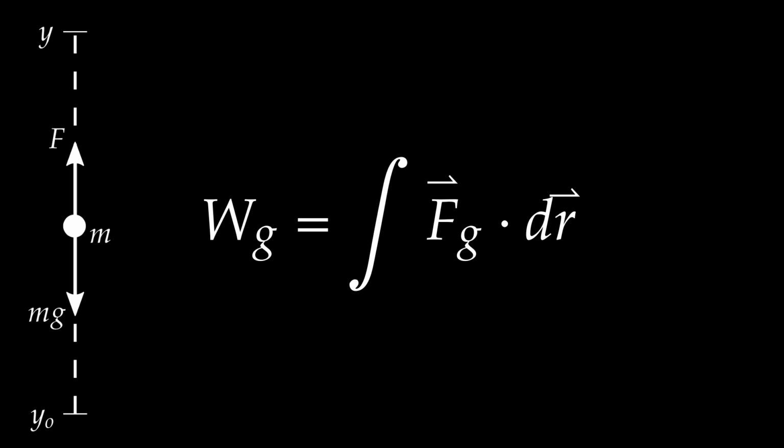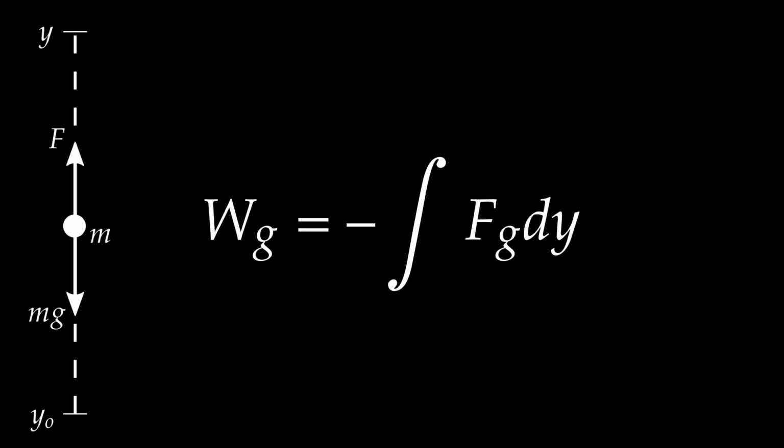So this is going to be the integral of the magnitude of the gravitational force times the magnitude of the displacement times the cosine of the angle between the gravitational force and the displacement. Well, the angle between them is 180 degrees. The displacement is upward. The gravitational force is downward. So it's the cosine of 180 degrees, which is -1. And the displacement is entirely along the y-axis.